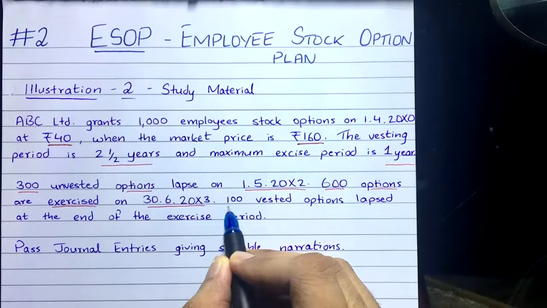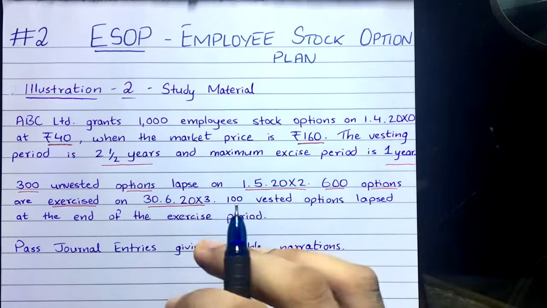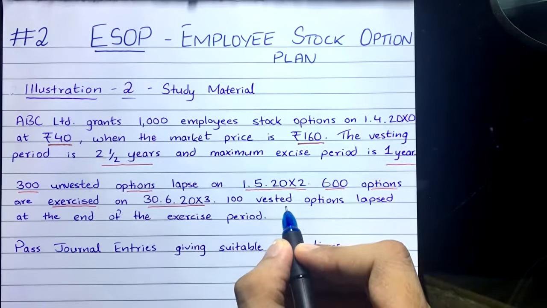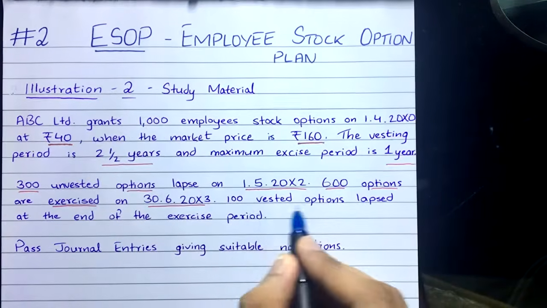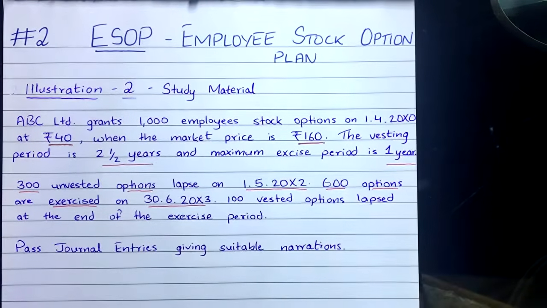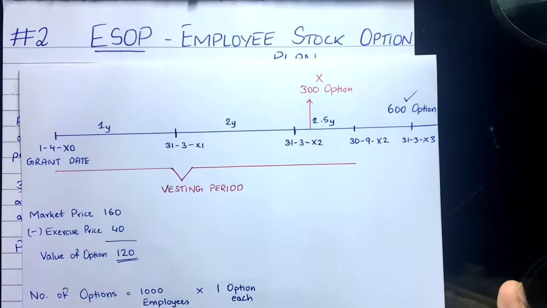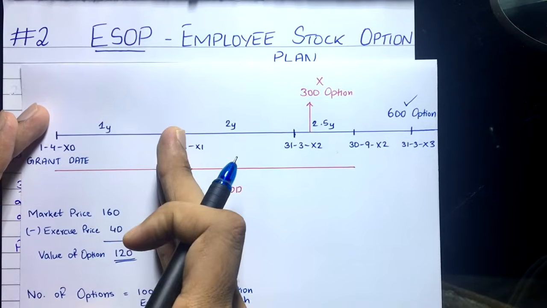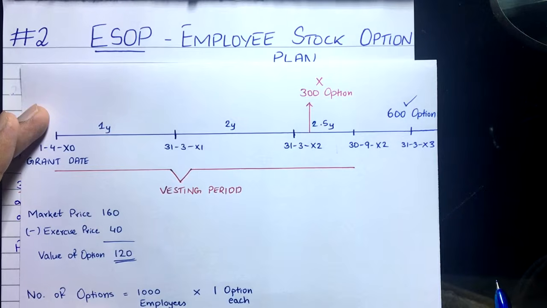And then they are saying 100 vested options. That means they became eligible because they satisfied the condition, so vested options, eligible options, but they didn't exercise their right till the end of the exercise period, so these options have lapsed. Yes, you know that the options will lapse. So this is the diagram, right? The grant date, and then at the end of every year, what you have to do? You have to pass the journal entries here, here, and here at the end of every year, isn't it?